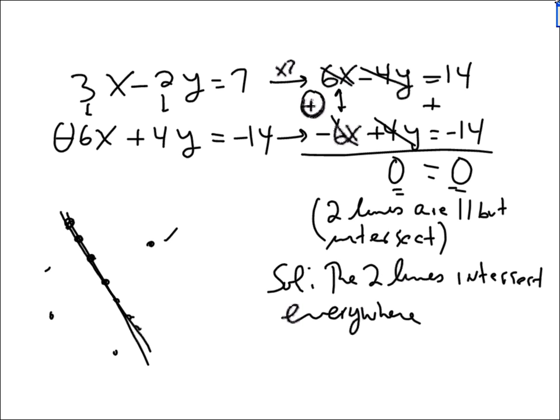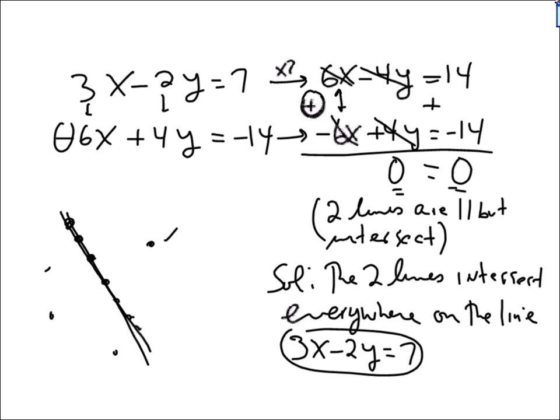They intersect everywhere on the line, and you pick one of the two equations. 3x minus 2y equals 7. Where do the two lines intersect? Oh, they intersect everywhere on this line. And that would be the answer. That is the answer.